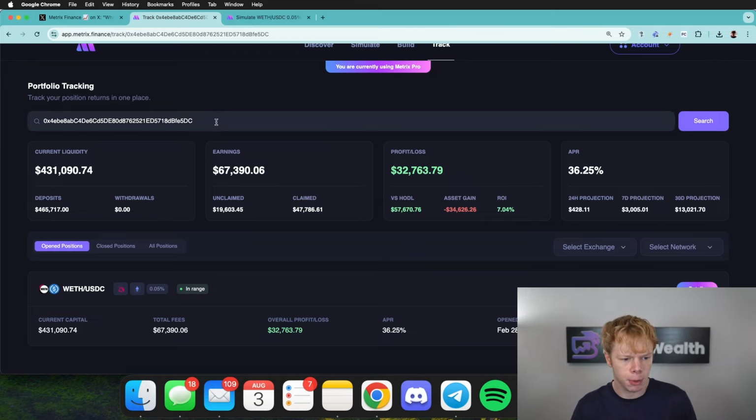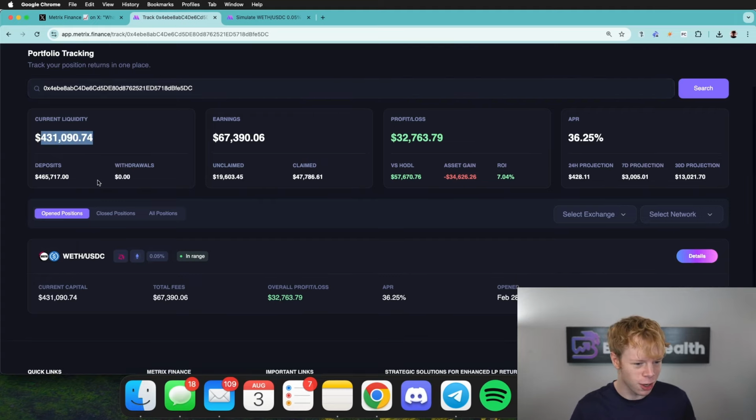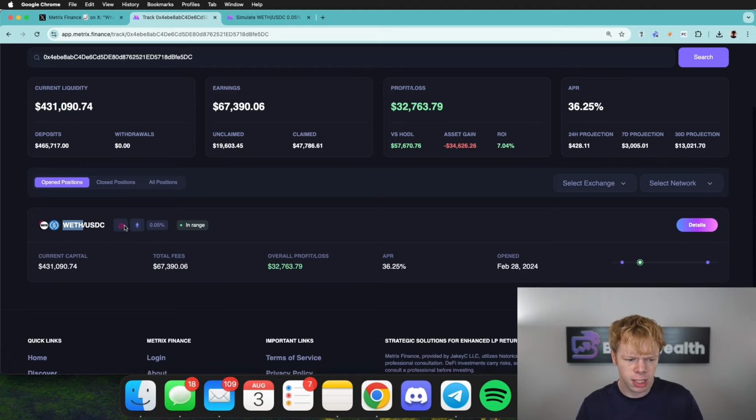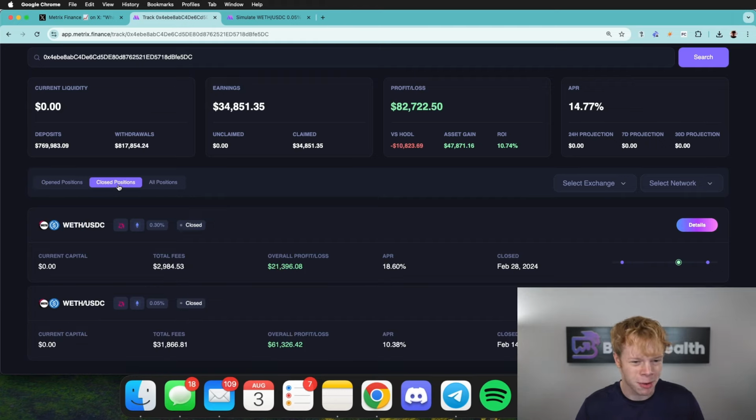So I pulled up a random person's wallet address. They currently have $430,000 in liquidity pools, but they only have one Ethereum to USDC liquidity pool. This one on Uniswap on the Ethereum network. Now, this is most likely a DeFi fund, or maybe just somebody that has a ton of money that's wanting to play around with concentrated liquidity.